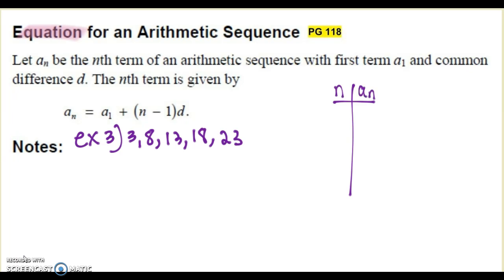So my n is like my x, and my a sub n is like my y. And so the first term is 3, the second term is 8, the third term is 13, the fourth term is 18, and the fifth term is 23. And so we're actually going to put this in the calculator, in the list and spreadsheet, like we've done in class with the regression. So make sure, again, you have this table written down on your paper.